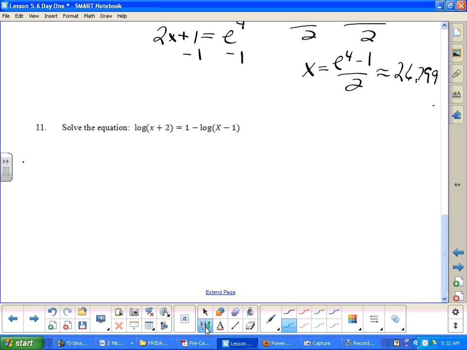All right, so this problem is almost exactly like the last one, except we're using the common log instead of natural log. Since I only have 2 logarithms, I can get them on the same side, which is what I'd really like to do first of all. So I'm going to add log of x minus 1 to both sides. So since we're adding, that means multiplication.